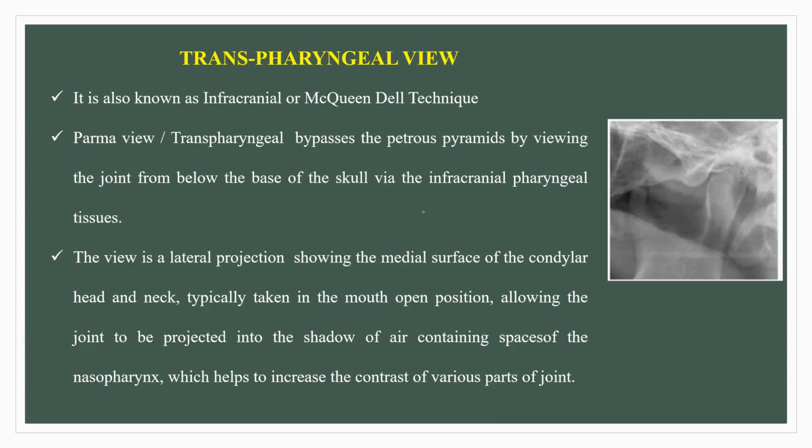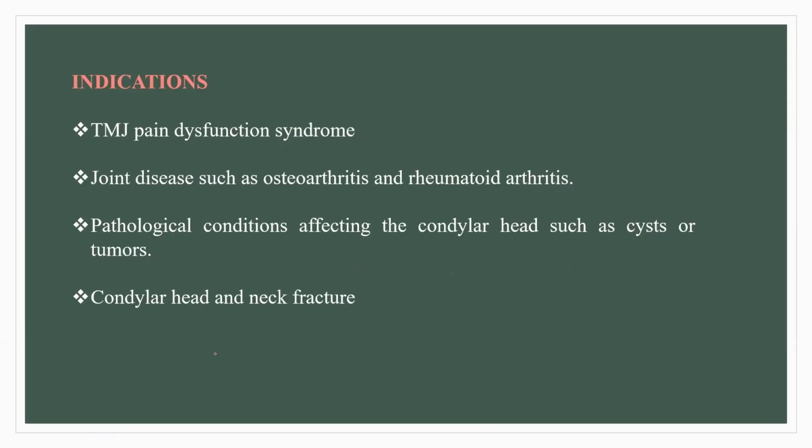So in the first one, we meant to see the lateral aspect, that is transcranial. In transorbital, we were seeing the anterior aspect, and in transpharyngeal, we are going to see the medial surface of the condylar head and neck. Typically taken in the mouth open position, allowing the joint to be projected into the shadow of the air containing spaces of the nasopharynx. So we are going to ask the patient to open the mouth and then project this transpharyngeal so that we are able to visualize the condyle through the shadow of the air containing spaces of the nasopharynx. So that is how we are going to take it.